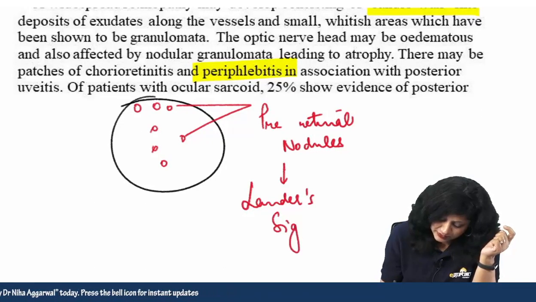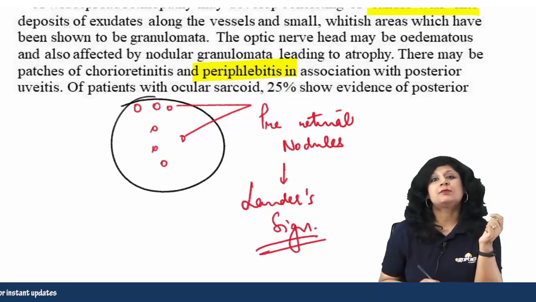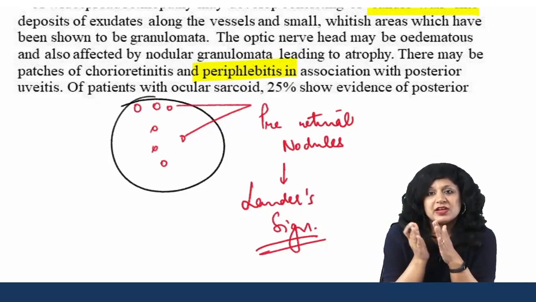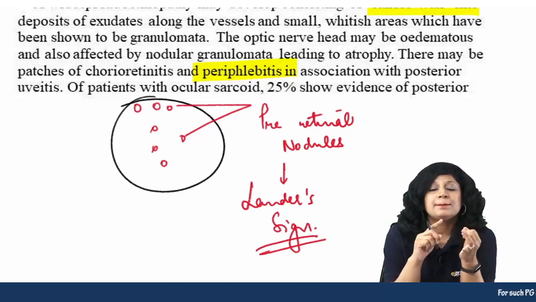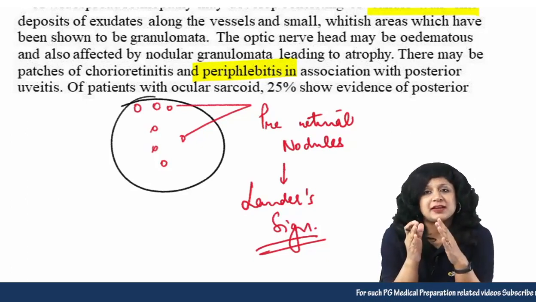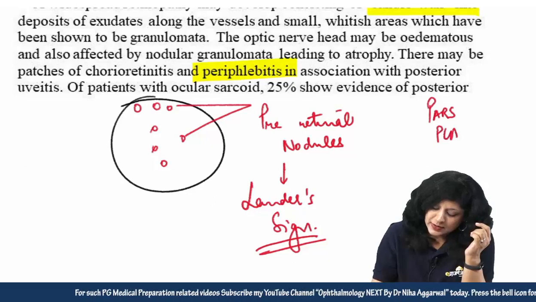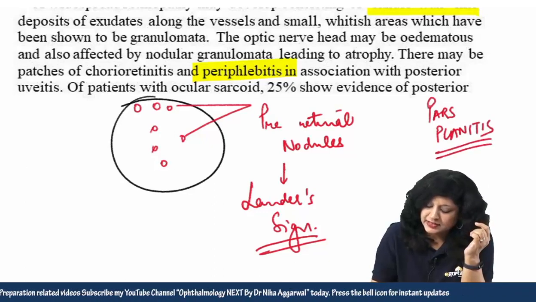Very, very important is Lander's sign. Now always remember that it's a granulomatous disease. So the type of inflammation that we are having is a granulomatous panuveitis. But out of this panuveitis, what is most important? That is your pars planitis, and due to the pars planitis, what are we having?